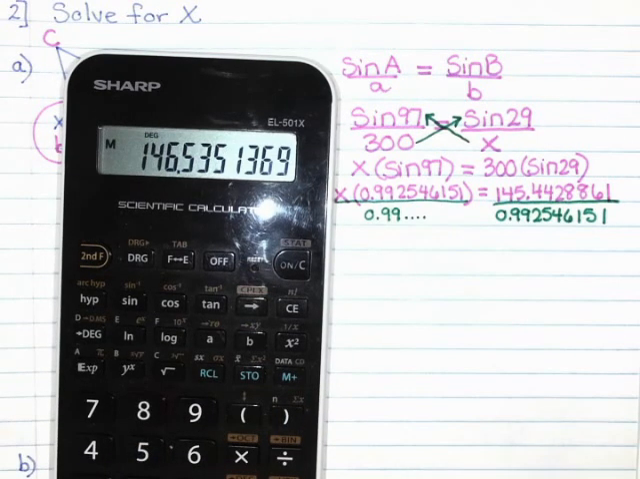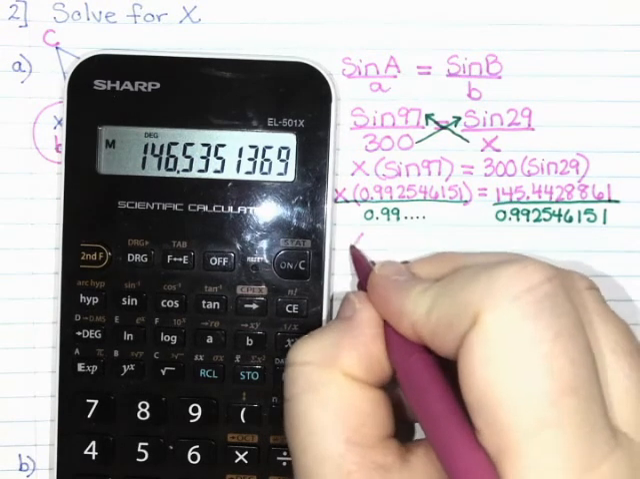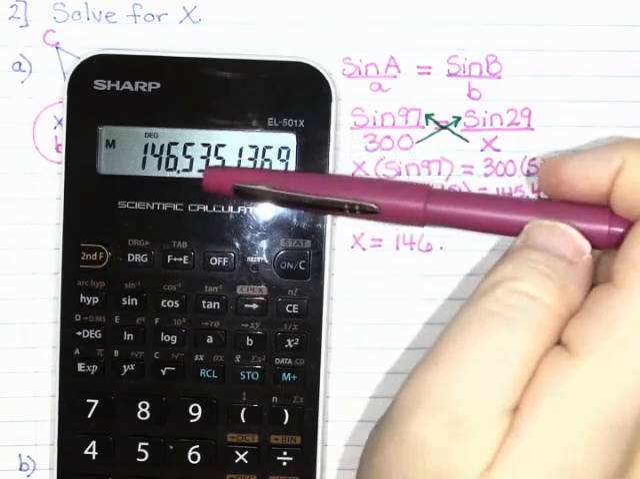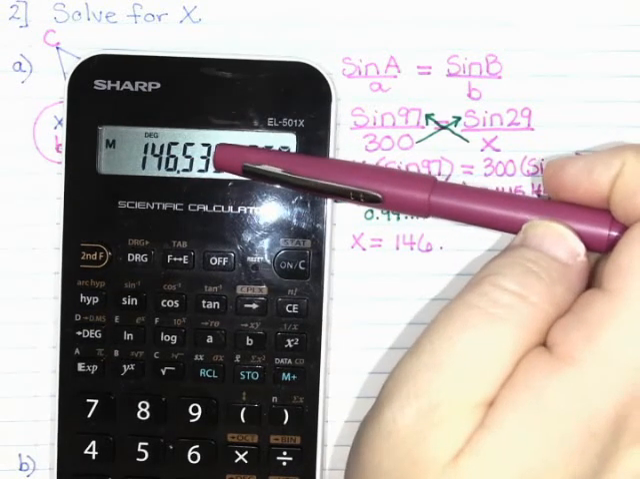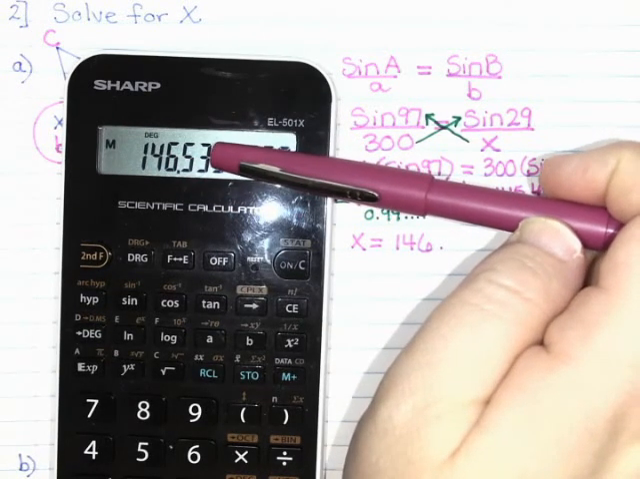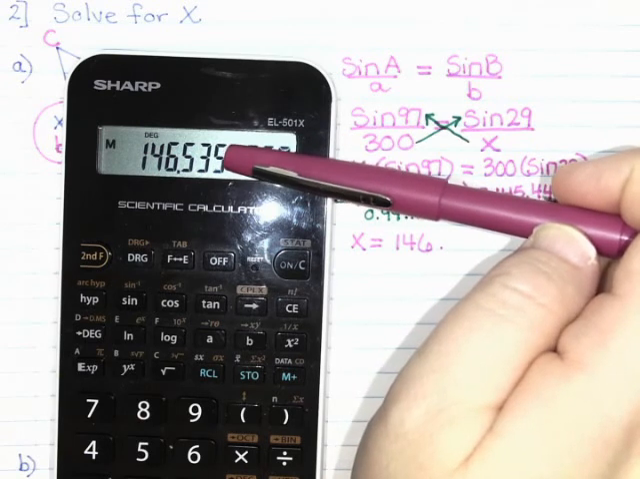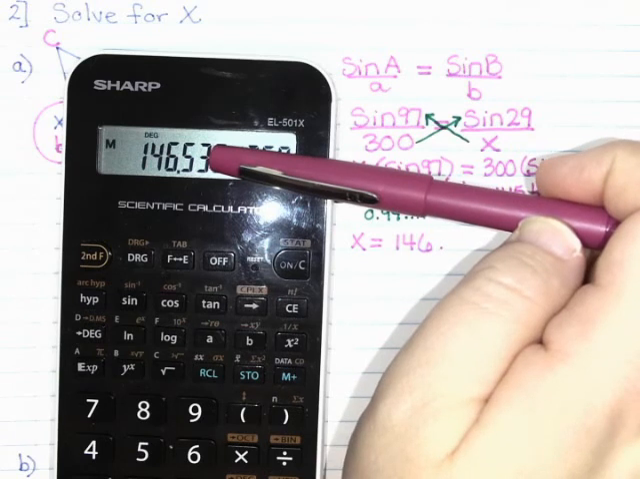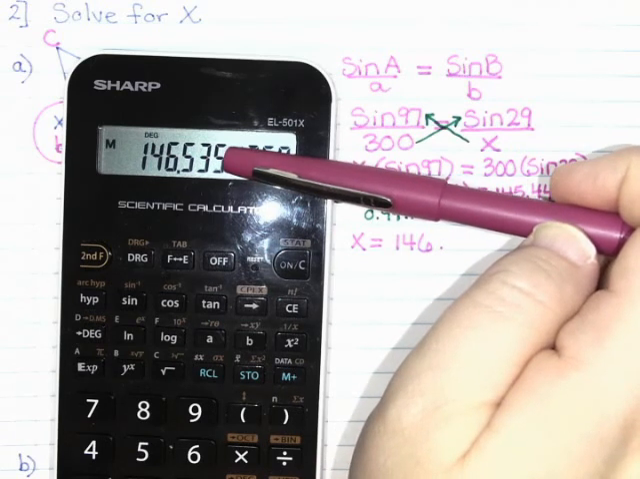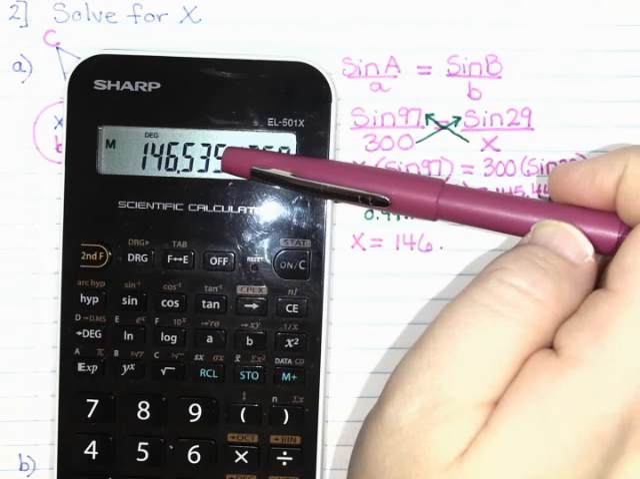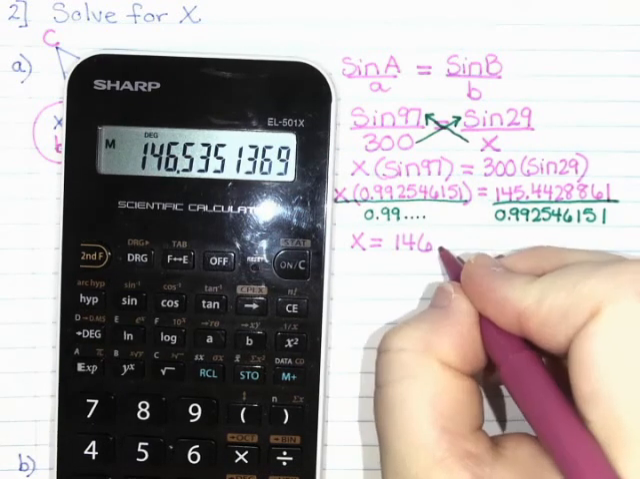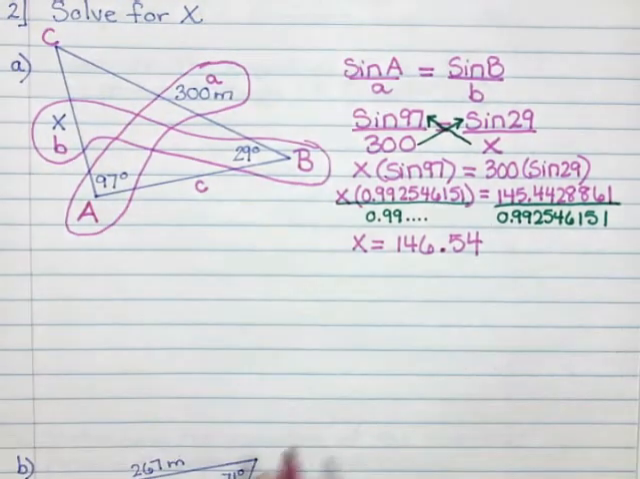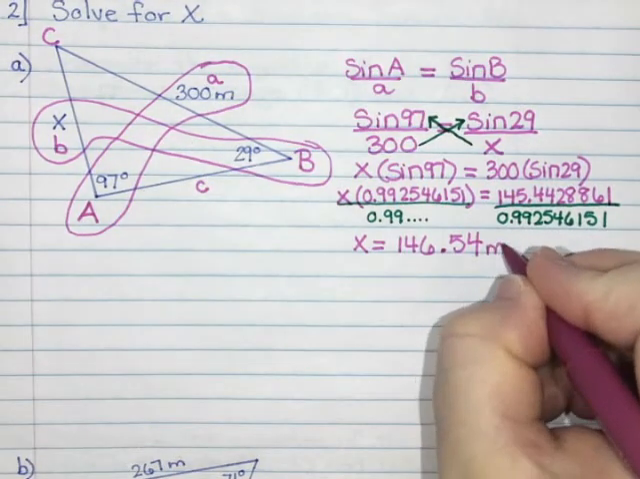And I get 146 point 5, 3. It does ask for 2 decimal places. If I take a peek at the next number, it's a 5. So if it's 0, 1, 2, 3, or 4, I would leave it as 53. But if this number is a 5, 6, 7, 8, or 9, we're going to push that up to 54. So I'm going to bump that up to 54. So it's 146.54 meters.